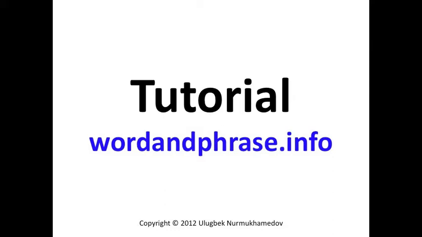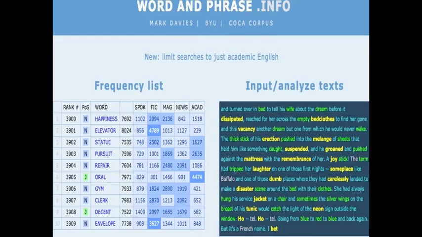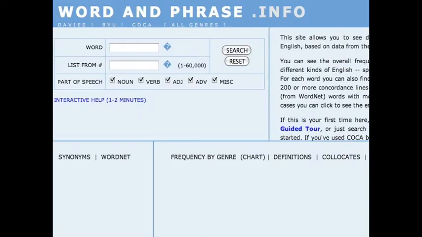In order to find word and phrase info, you can Google it. As you can see, wordandphrase.info. When you Google it, you will find this kind of screen. There are two things here, but you need to click frequency list. After you click, you will see this kind of screen, and you have to pay attention to two things. First, word. You have to type a word here. And search. So that's it.